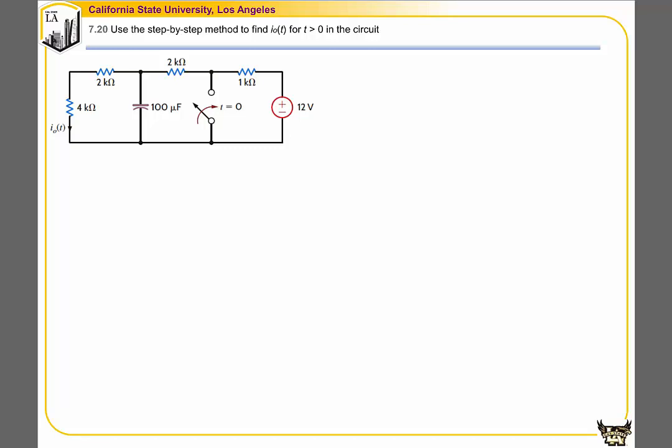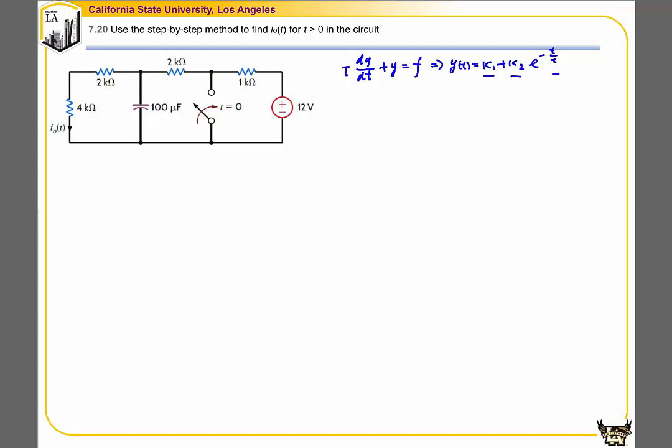In this example, we're going to use a step-by-step method to find I0 for t that is greater than 0. From the solution to the first order differential equation, tau dy/dt plus y equals f, this differential equation has a solution y(t) equal to k1 plus k2 times e to the power of negative t over tau. The principle of a step-by-step method is to find these three unknowns one by one.